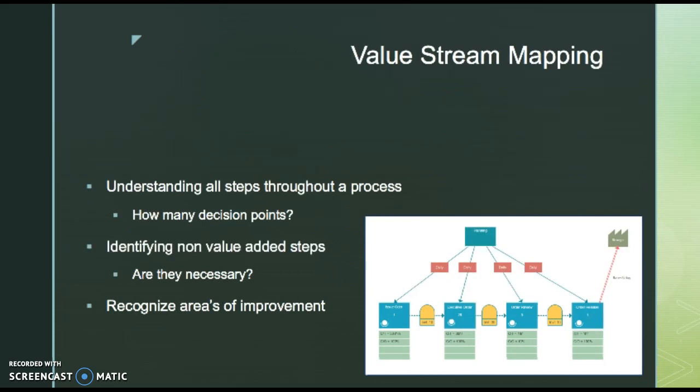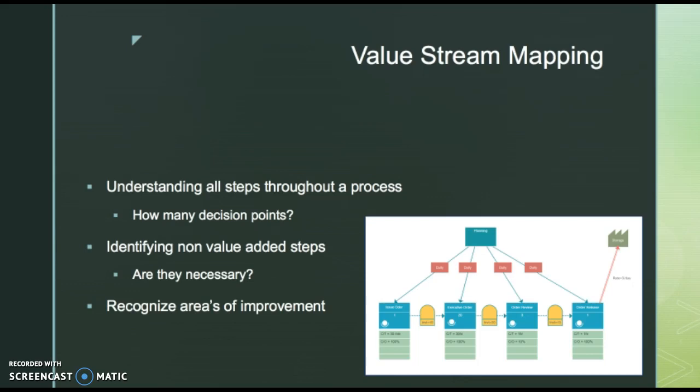The value stream mapping details, which I'm going to specifically focus on, are understanding all of the steps within a process, identifying the value add versus non-value add steps, and then identifying areas of improvement. Typically, when a map is completed, the number of steps and decision points are captured and analyzed. The analysis of this can help identify which steps are value add to the process and which aren't.